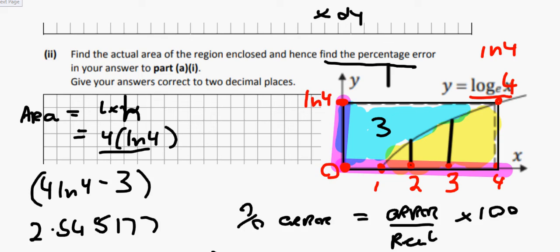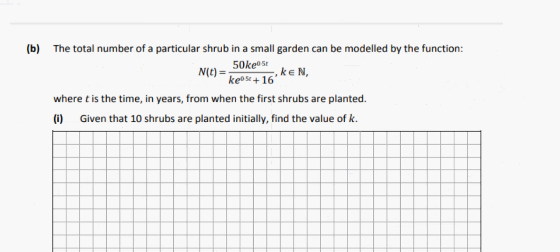Now, next one. This one. Oh god, this one, alright? Now, I have to say this one's just difficult for the sake of being difficult. Question 1's really easy. What does initially mean? Lads, what does initially mean? Yeah. Anywhere you see t, replace it with 0. Okay?